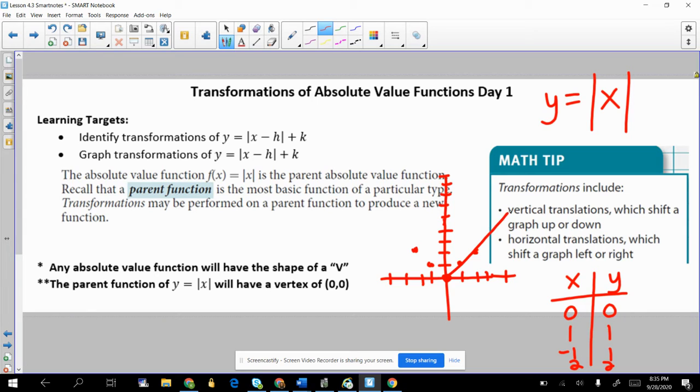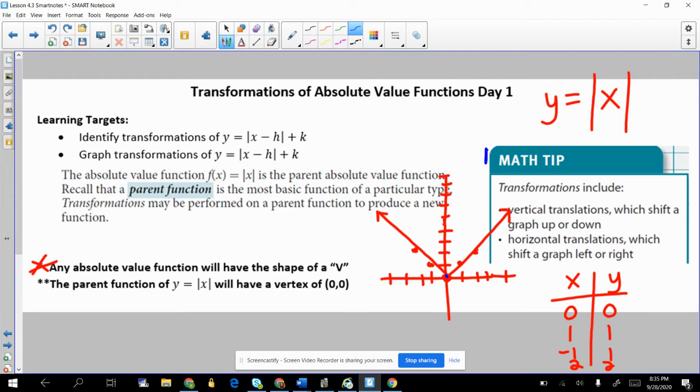So you get this perfect V-shaped graph, okay? And that is what your absolute value parent function looks like, okay? So that's the first thing I have here. It says any absolute value function will have the shape of a V, okay? The parent function y equals the absolute value of x will have a vertex of 0, 0, which we also saw here, okay? So those are important.